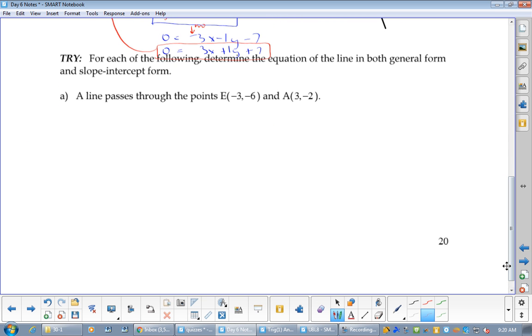So we've got a line that passes through negative 3, negative 6, and 3, negative 2. Now we want both general form and slope-intercept form. So this is an identical question to the last one, just changing the points on us. And we're not going to draw the picture. We're that awesome now. We do not have to draw the picture. But the nice thing about drawing a picture, so -3, -6 would be about there, and 3, -2 would be about there.